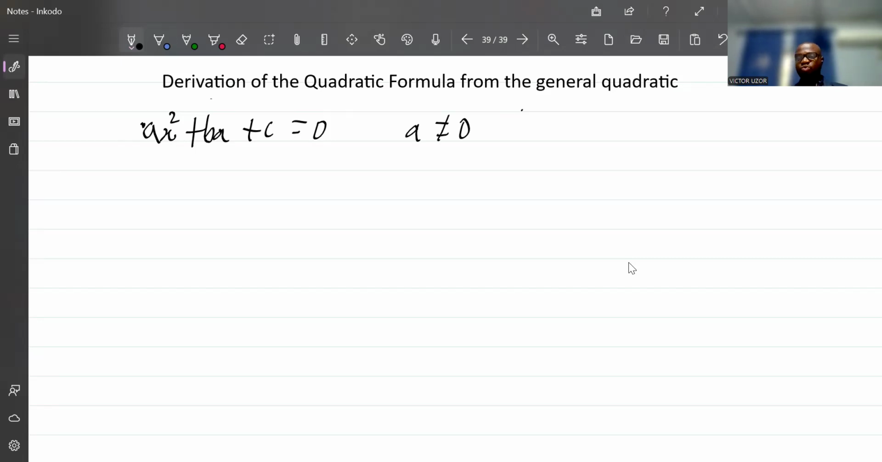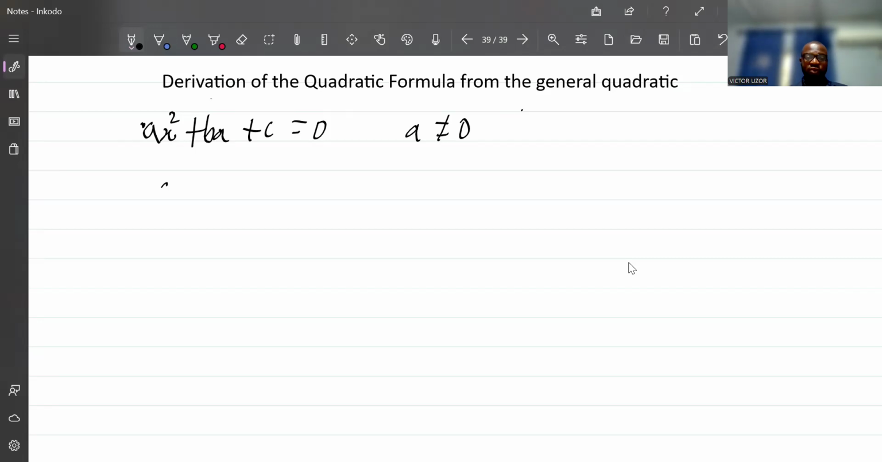Now, how do we go about deriving the general formula that is used to solve a quadratic equation from this formula? So the first thing you must know is that before we can continue, you must make the coefficient of x squared to be 1. And for you to make the coefficient of x squared to be 1, you divide all by a.